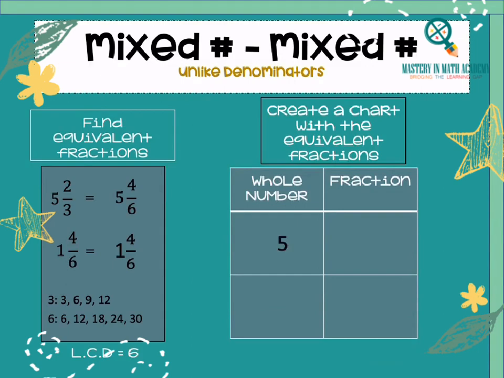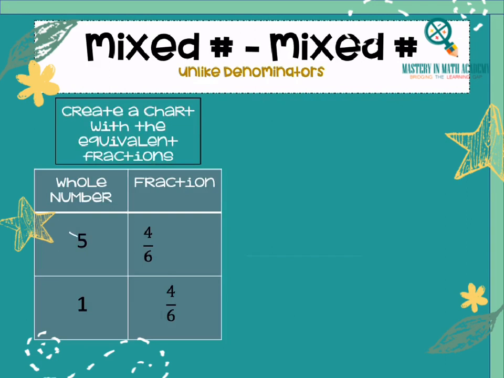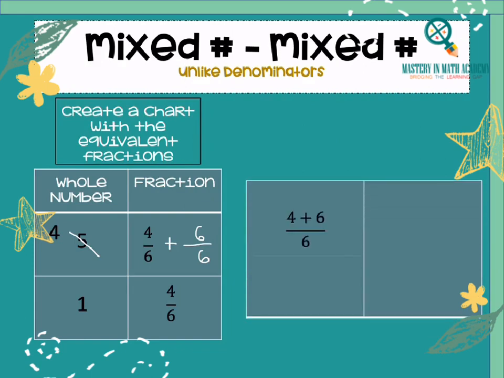Create a chart. Plug in your numbers. We can definitely subtract. Take away 1 from the 5, you're left with 4, and bring that 1 over as a whole number. Your whole number, you can rewrite it as 6/6, because now we're in fraction world. And you can add them together. 4/6 plus 6/6 is equal to 10/6. Keep your denominator. And now we can subtract.